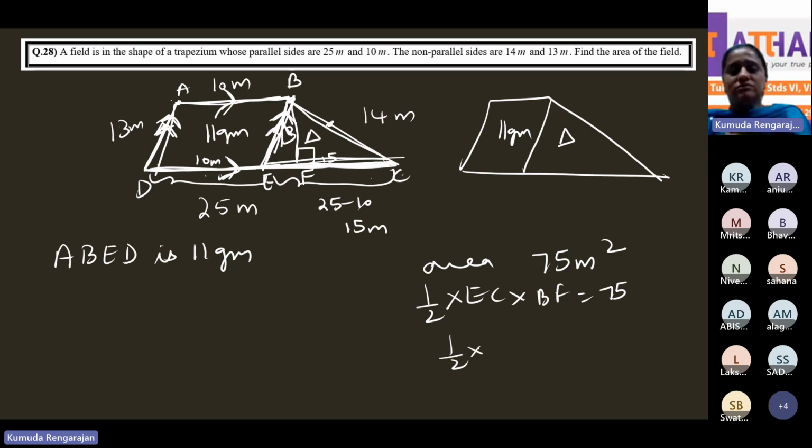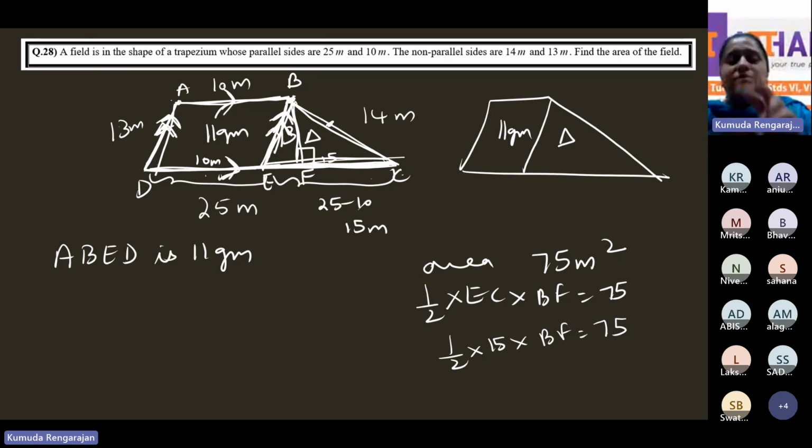So half into EC, which is 15, into BF is equal to 75. So when you work this out, you will find BF, the length of the altitude BF. Now we are almost at the end of the answer.